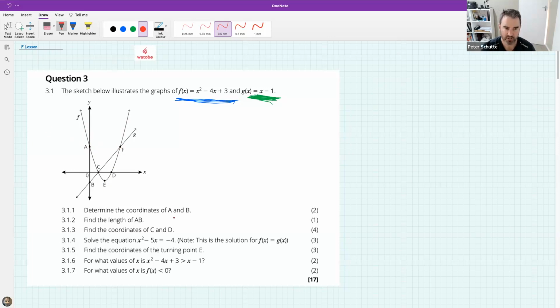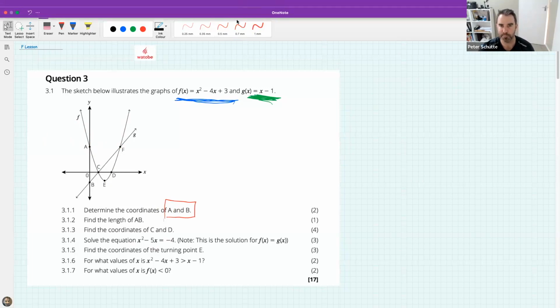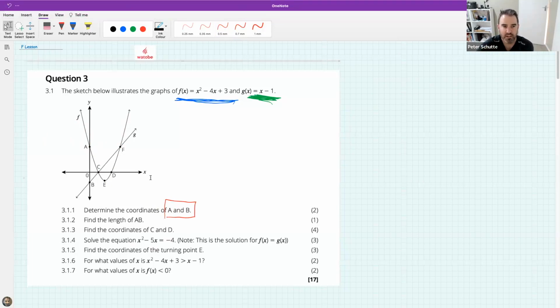Now, I want to ask, before we do 3.1.1, what is special about A and B? Because they say here we have to find the coordinates of A and B. What do you notice about the points A and B? And someone could put their hand up if they know the answer, or they can put it in the chat. Take a moment to look at the graph.